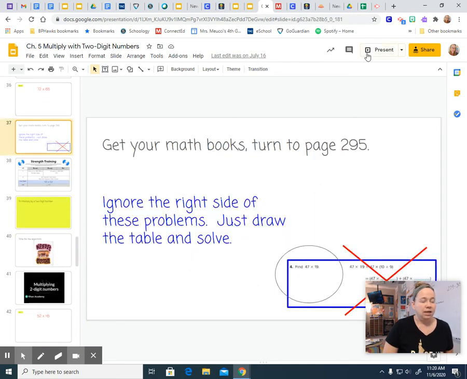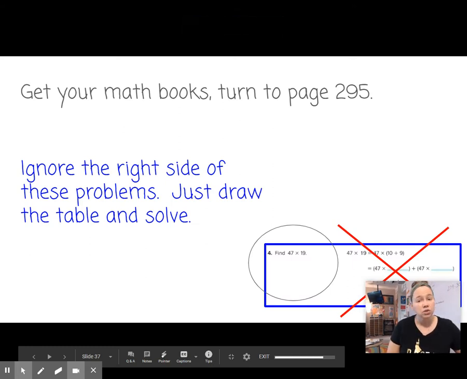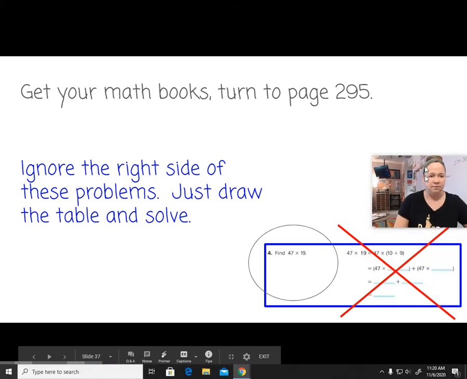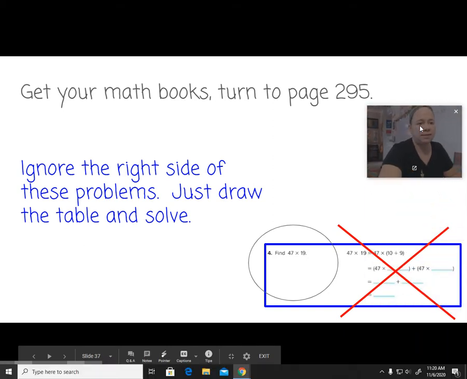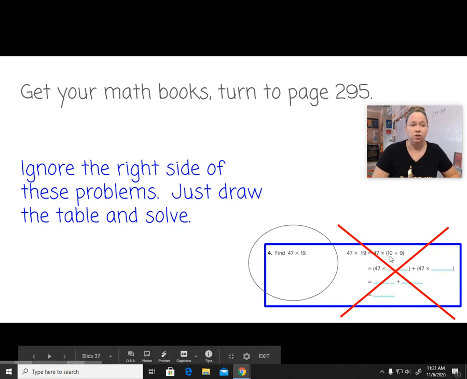All right. And now you're going to get your math books and you're going to go to page 295. Go to Schoology to see what your assignment is. But important, friends, ignore the right side of these problems. Just draw the table and solve. Sometimes the way that they think they're helping you is actually very confusing to some students. So look at, for example, number 4. Just look at this part and then draw your distributive boxes and do what we just did. Ignore this part over here because it's probably just going to confuse you.